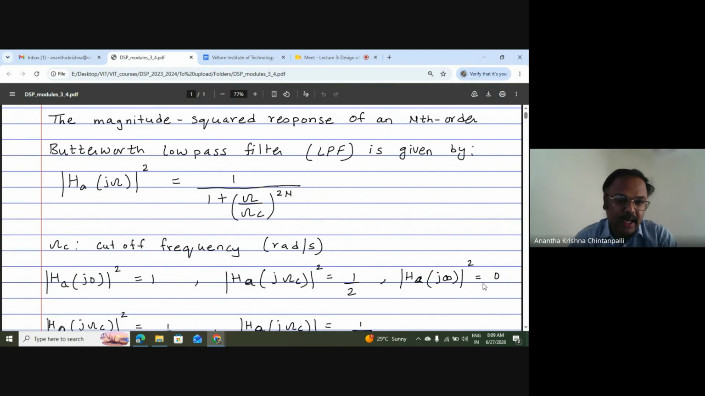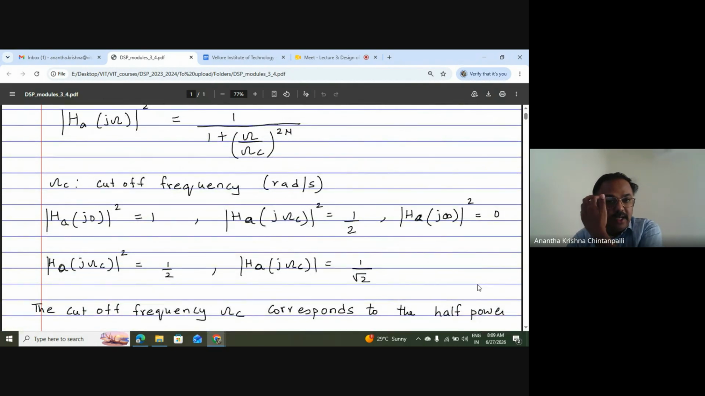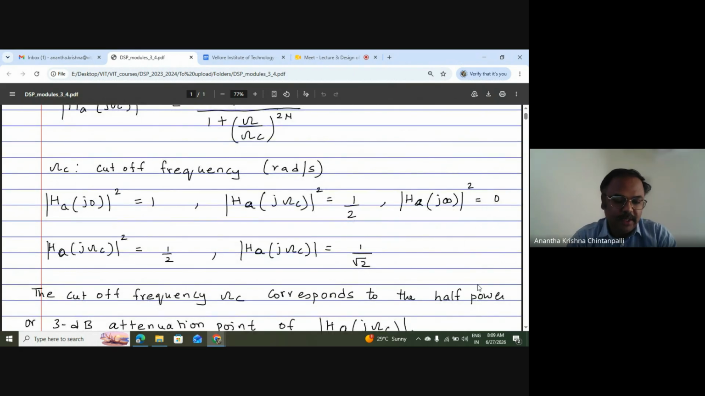So it means that at Ω equal to 0, the magnitude square is 1. At Ω equal to Ω_c, it is half. As Ω tends to infinity, it is going to be 0. So it is more like a low pass filter characteristic. Let's try to understand a little bit more on the cutoff frequency aspect. The cutoff frequency, Ω_c, corresponds to the half power.